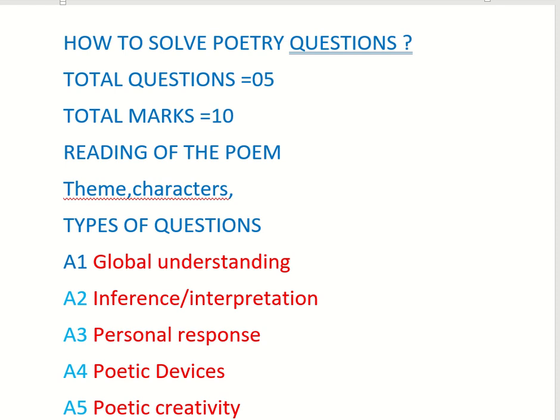A2, the inference question, in which you will be given a line or you will be asked to explain the meaning of that line. So A2 will check the deeper understanding of the poem. Okay, friends, for me, these next 3 questions are very important.